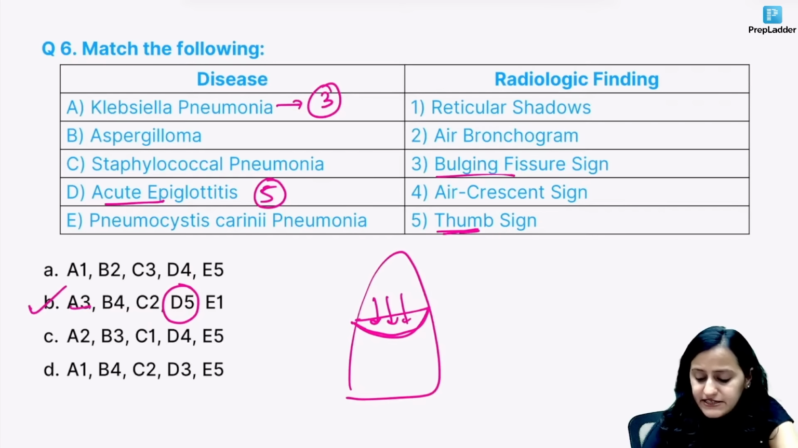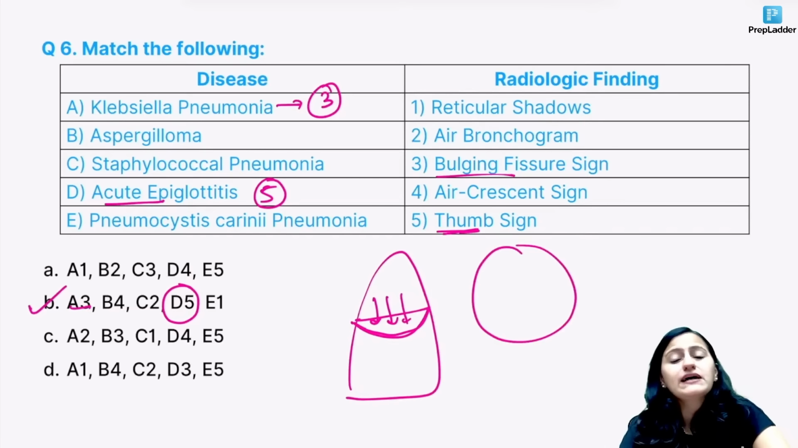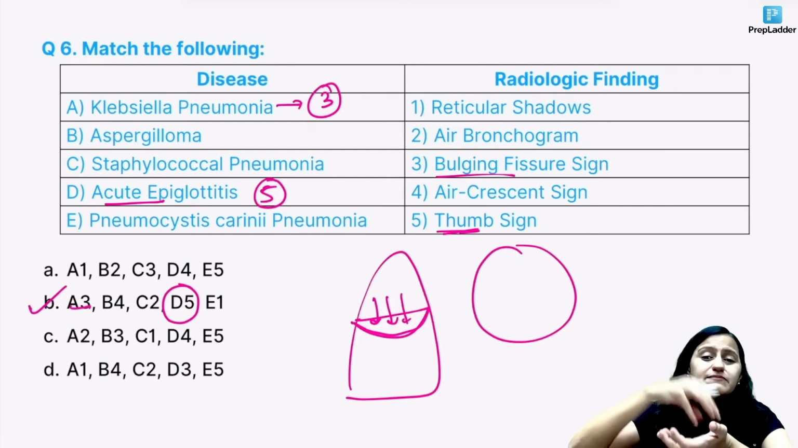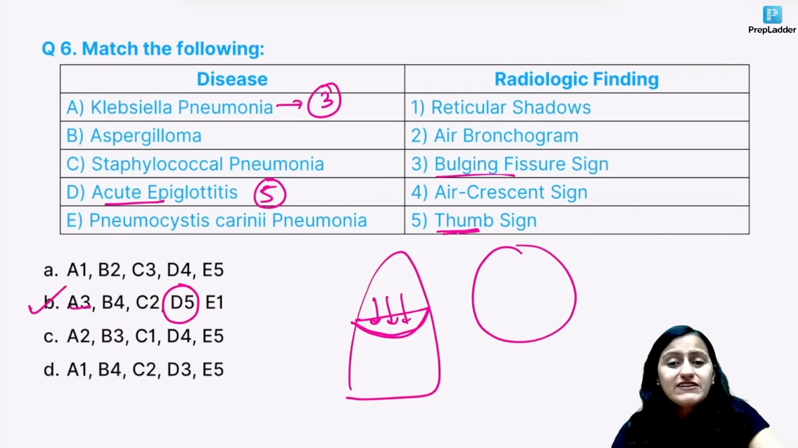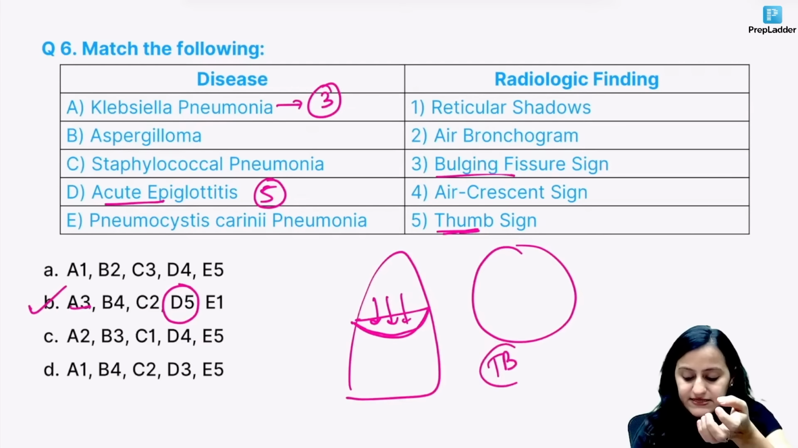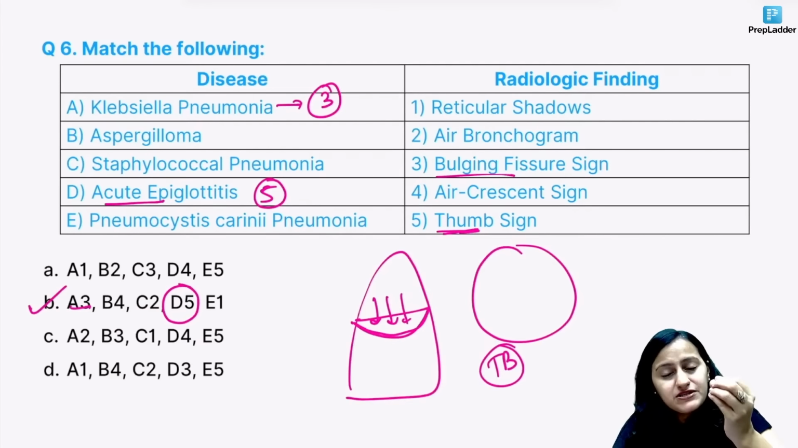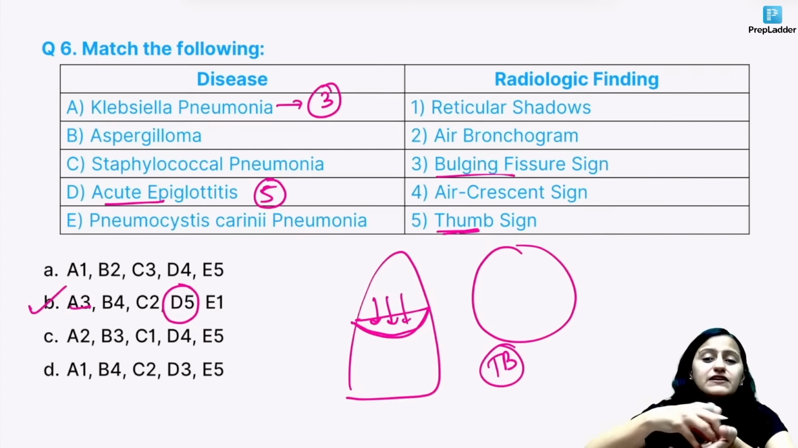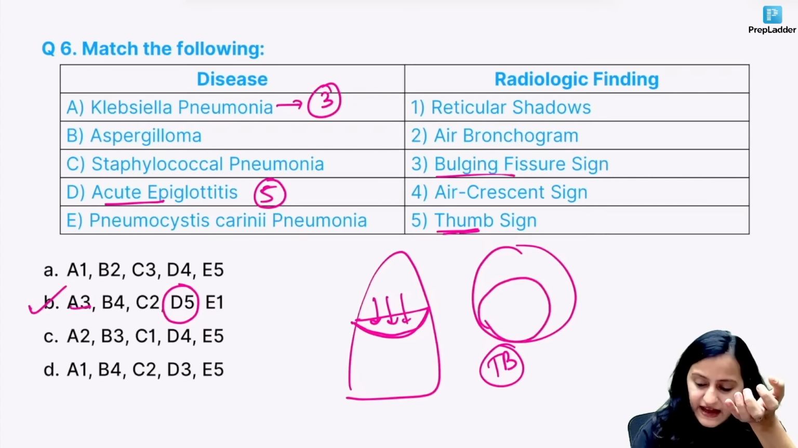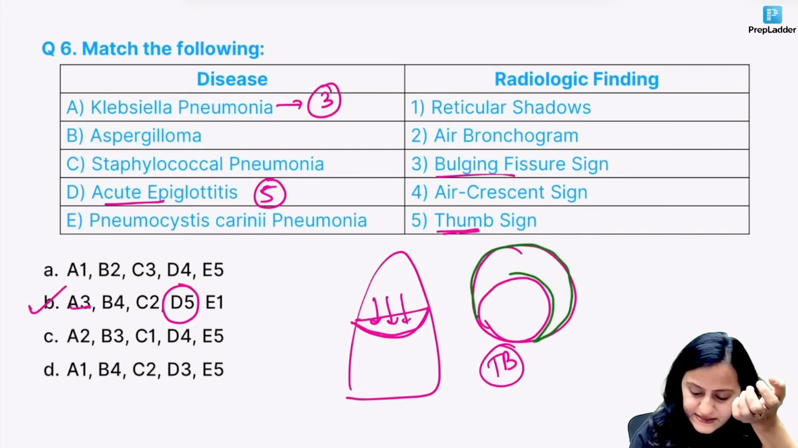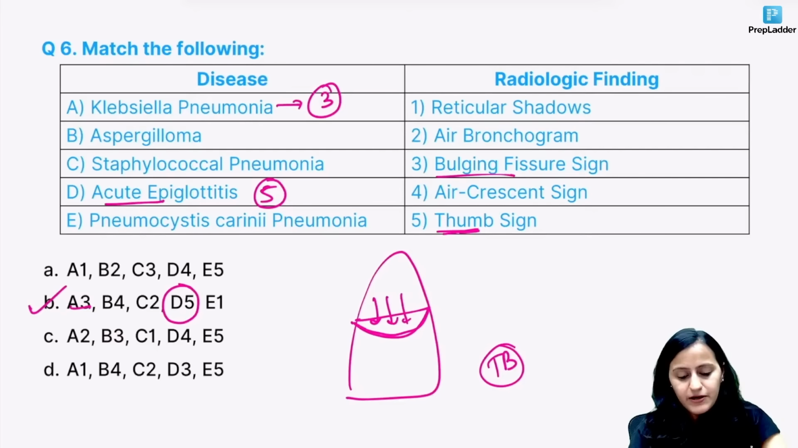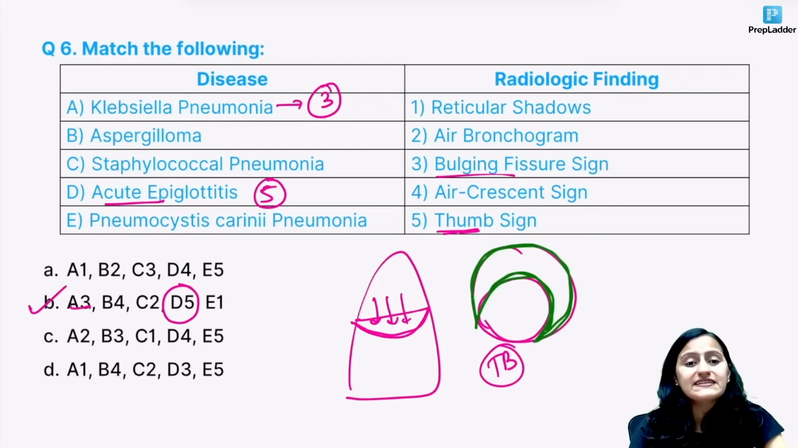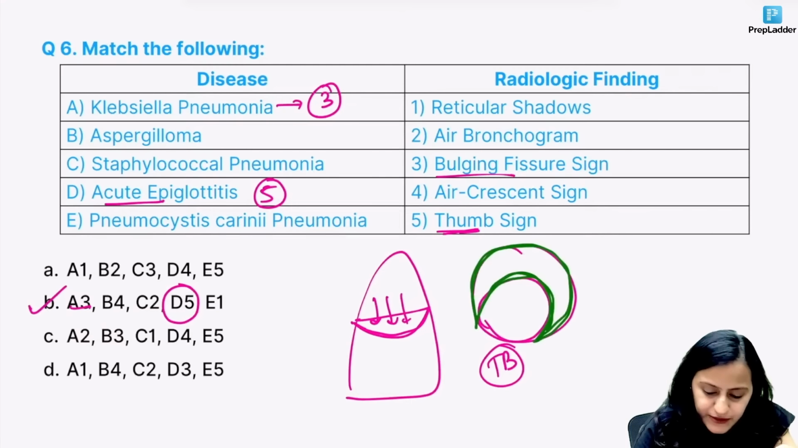Asked in one of the recent FMG exams, aspergilloma is a fungal ball which comes and sits in a pre-existing cavity, like the question says there is history of a TB patient. The cavity is already there. The fungal ball comes and sits inside that cavity. So the remaining air that you have in that cavity appears like a crescent. So that is the air crescent sign. Okay, what is that sign? That is the air crescent sign. So this is going to be 4.